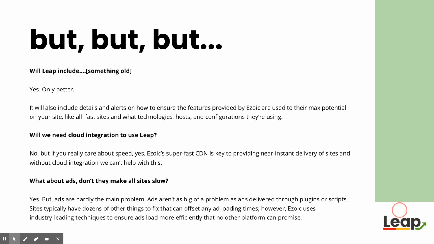I'm sure people ask, will Leap include this or that? Probably something old that they enjoyed about the Site Speed Accelerator or something that it either did or didn't have before. And my answer is yes, only better. It will include details and alerts on how to ensure the features provided by Ezoic are being used to max potential on a site. This includes everything from what technologies, hosts, and configurations they're using, and being able to understand what other sites have implemented and how they may differ from yours.